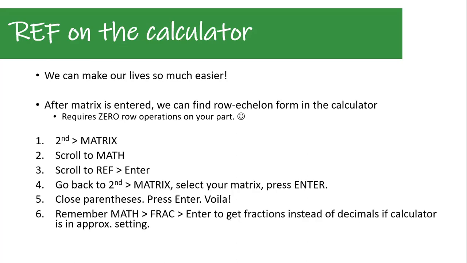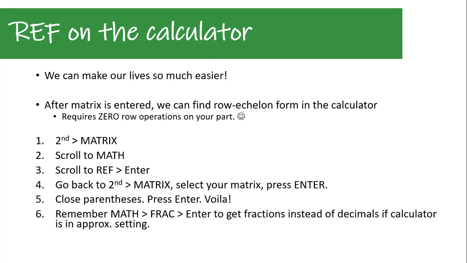The steps to do this are very similar. We're going to go into matrix by pressing second matrix. We're going to scroll this time to math, and you're going to scroll to REF, and you'll press enter. Now that's going to say, okay, you want the row echelon form of something. You're going to have to go back into second matrix and select your matrix on that first screen and press enter. When you close the parentheses and press enter, voila, it's going to output it for you directly.